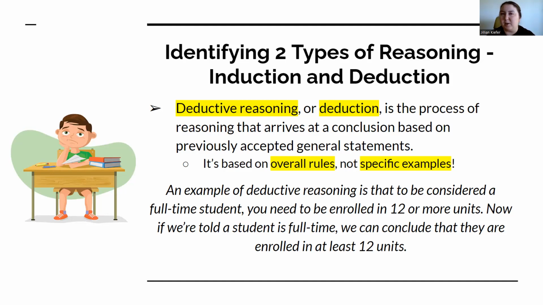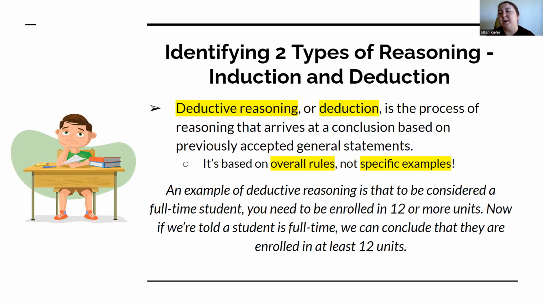So an example of this here below, we say that to be considered a full-time student, you would need to be enrolled in 12 or more units. That's a fact. To be a full-time student, you have to be enrolled in 12 or more units. Blanket statement. So if you're told a student is a full-time student, you can conclude in that case that they are enrolled in at least 12 units. That is the requirement to be a full-time student. You need to be enrolled in 12 or more units. So therefore, if a student is full-time, they have to be enrolled in at least 12 units.